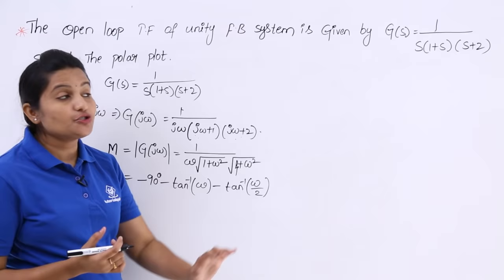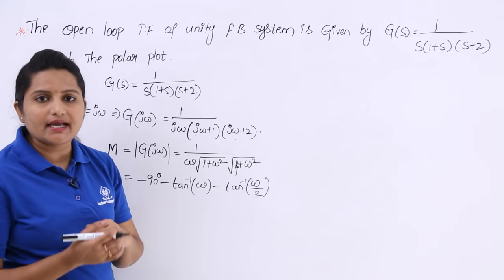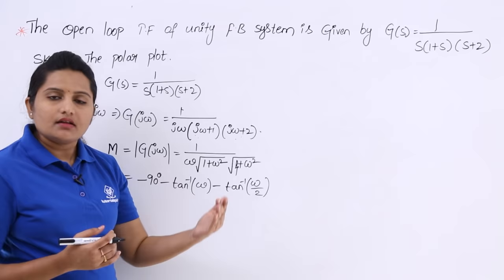To get my polar plot, I need the values at omega equal to 0 as well as omega equal to infinity. At the starting value of omega, I need to observe the values of magnitude and phase. At the ending value of omega, I also need to observe the magnitude and phase.